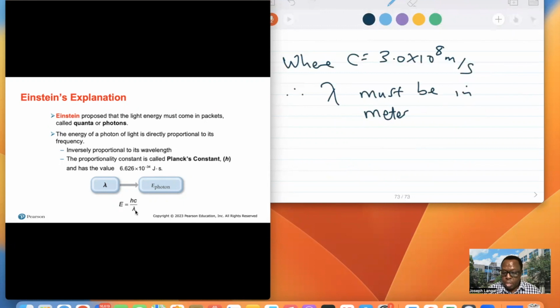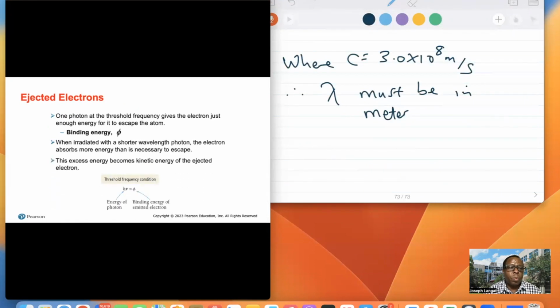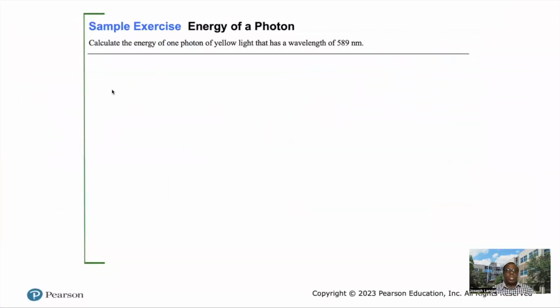This is how to calculate the energy of a photon. We're not going to go into details about the binding energy and so forth, but I want us to look at how to use the relationship between speed of light in a vacuum and frequency to calculate the energy of a photon of light. How do you calculate one photon? Remember what I said, wavelength must be in meters.